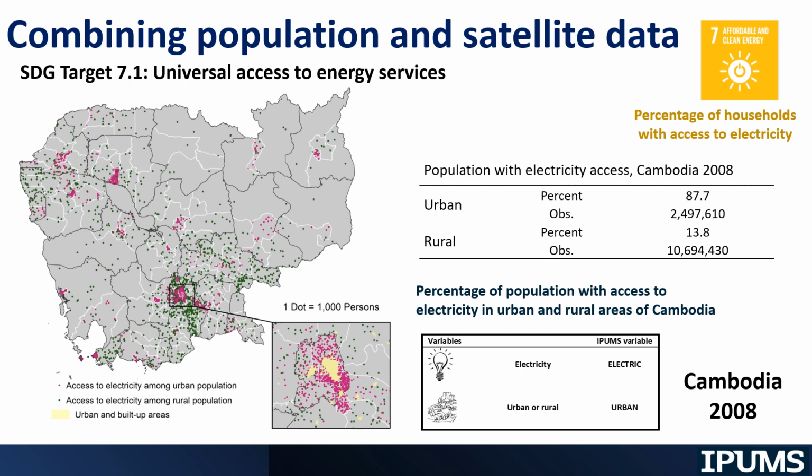This is an example where we show the percentage of households with access to electricity in Cambodia. What I'm trying to portray in this map is not only are we showing the urban and rural population, but we are also bringing in satellite data from outside sources to show urban and built up areas in Cambodia.